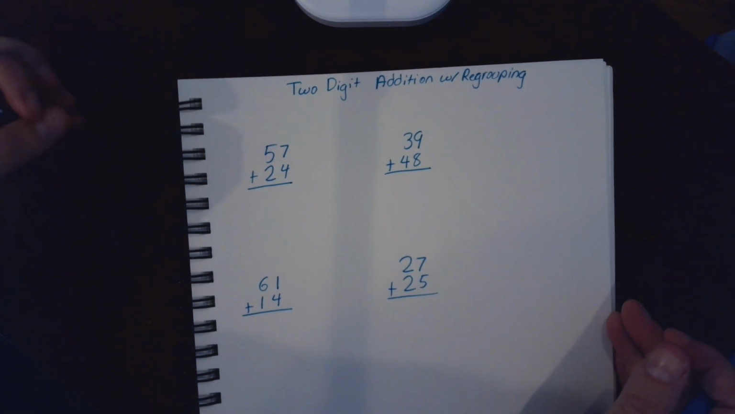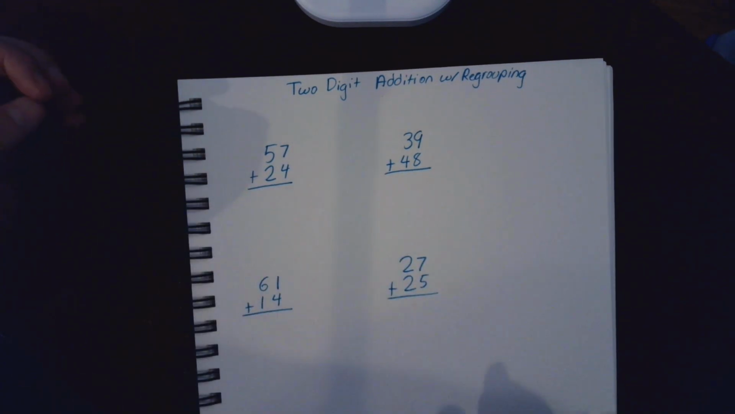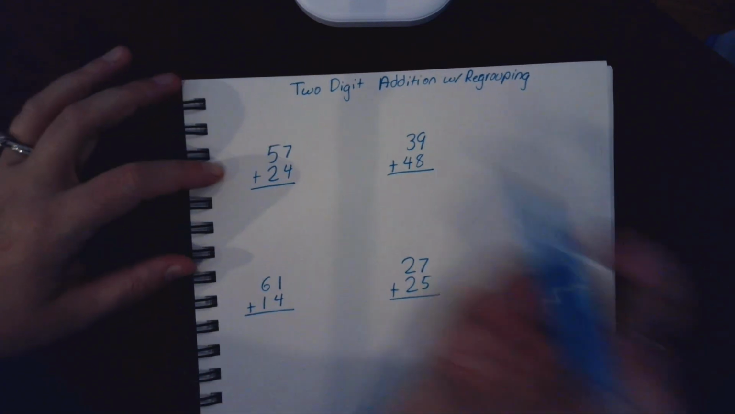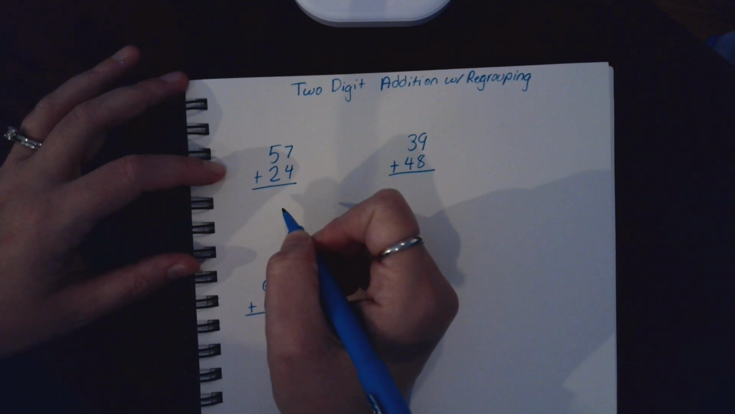And that 1 isn't a 1. It is a 10. So when we're talking about regrouping, I'm mostly focusing on, are we using that proper terminology when we're discussing it? So my first problem that we're going to talk about is 57 plus 24.